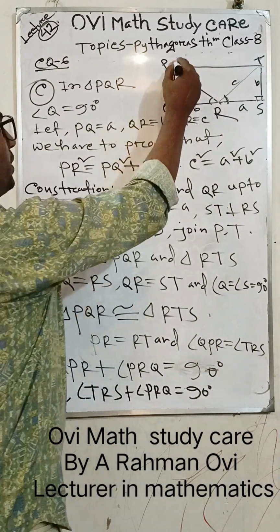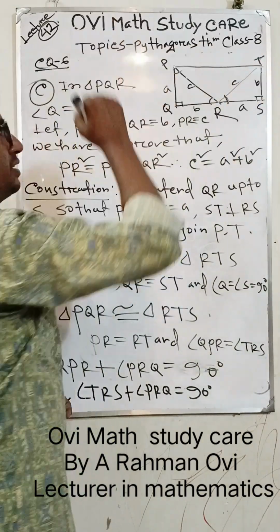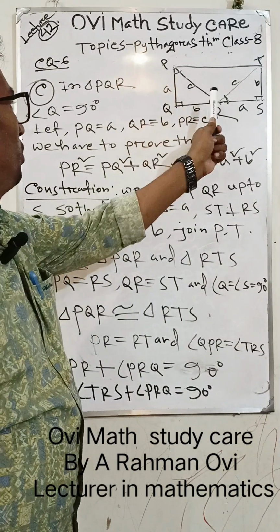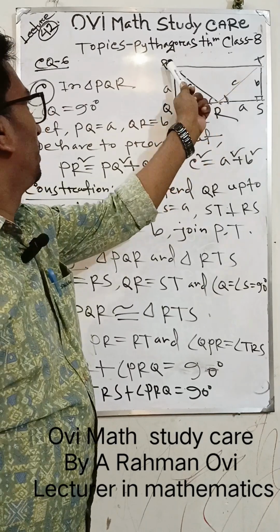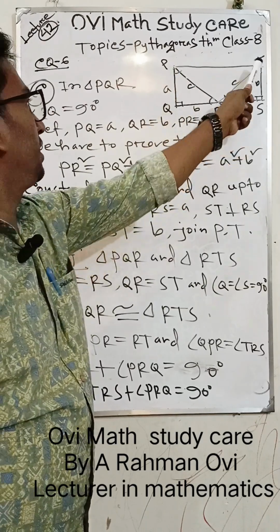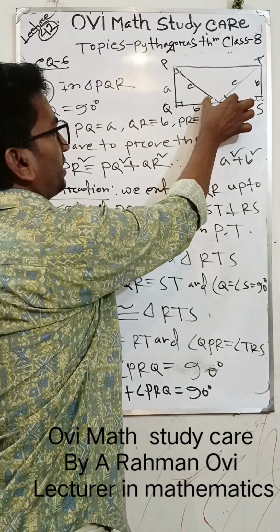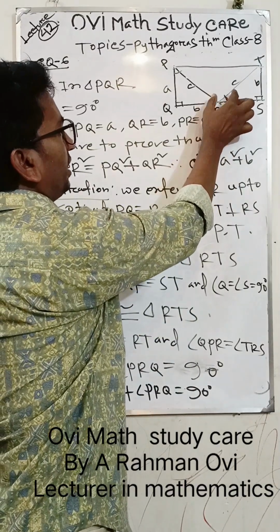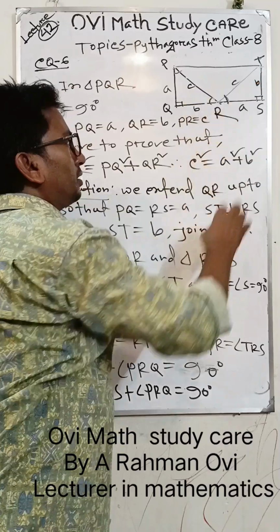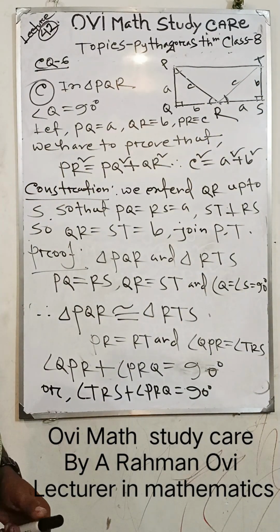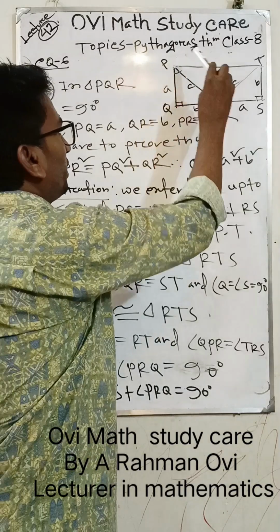That means PRT is also 90 degrees, because the sum of angles PRQ and TRS is 90 degrees, and we know that the sum of the angles on a straight line is two right angles, or a straight angle. That's why PRT.